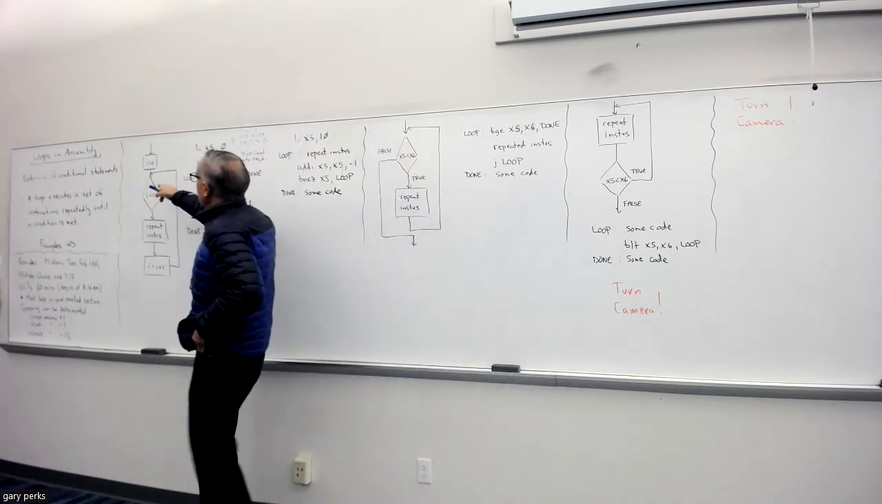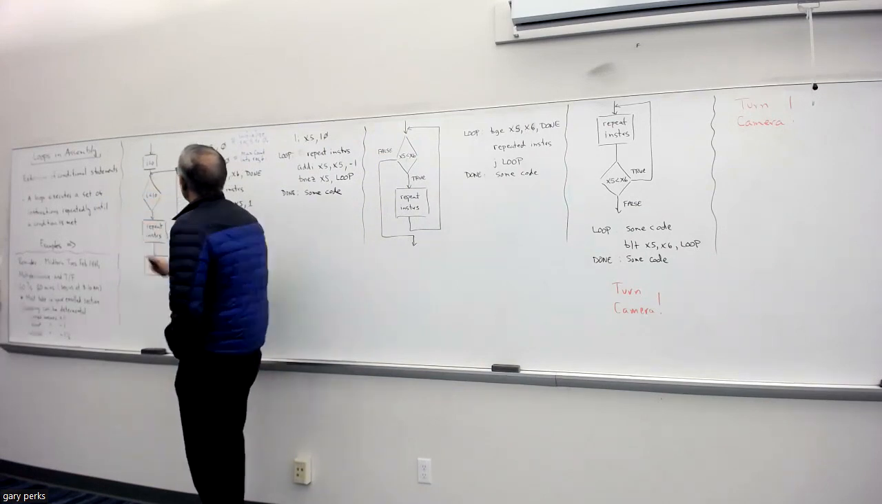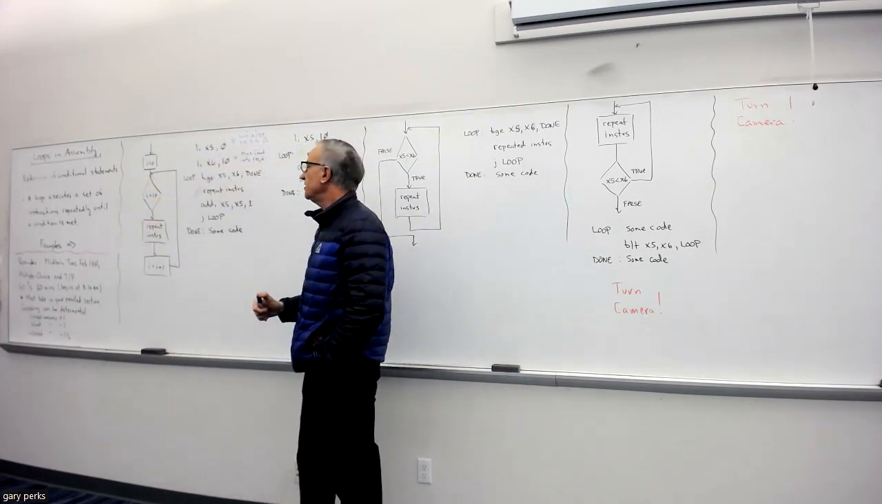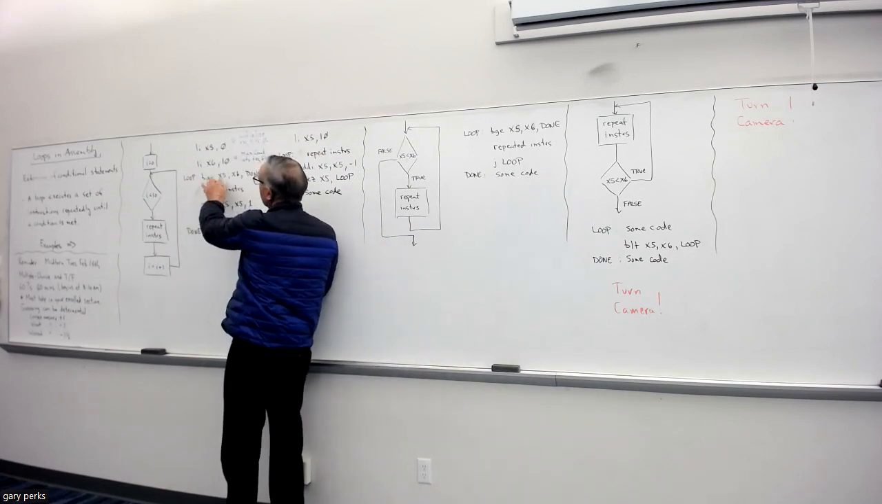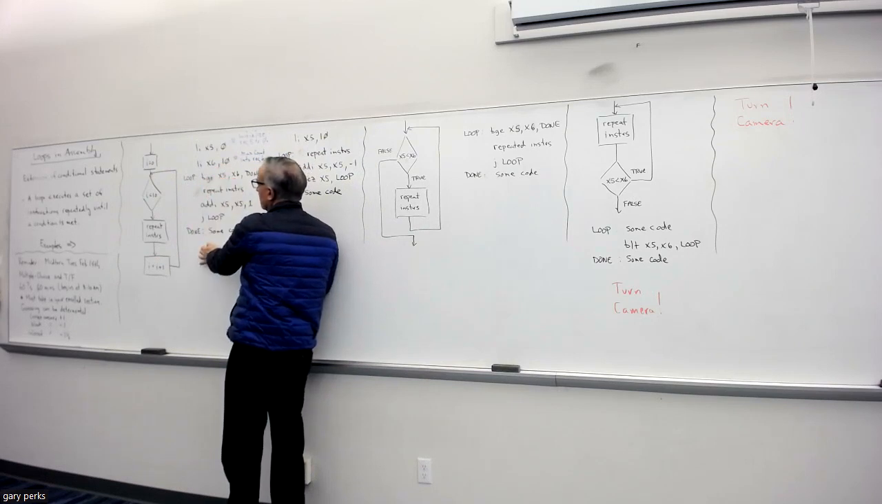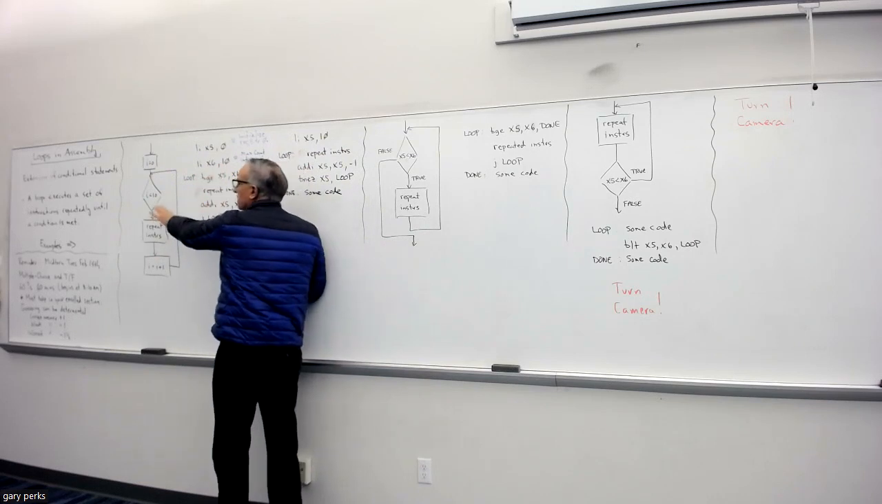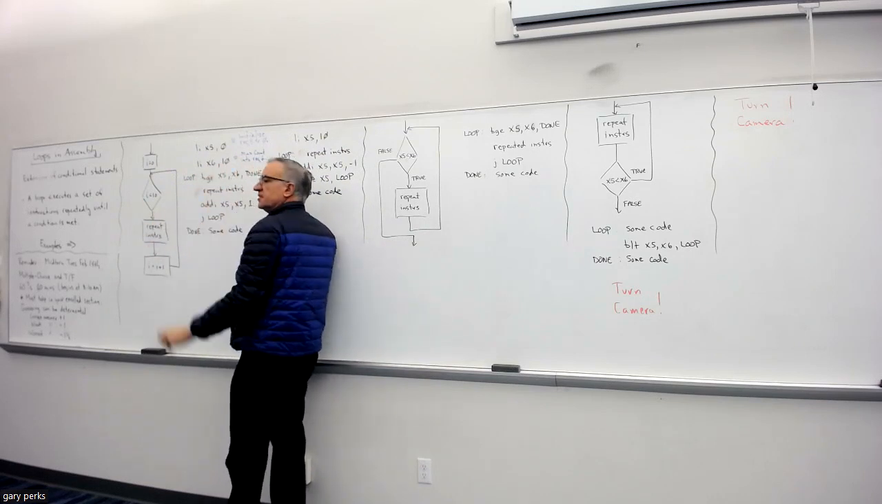Okay, so now we're gonna go ahead and do our condition, right? We're gonna compare our I value to this max count that we put into register 6. And if our counter is equal to or greater than our max count, we're done. But if not, now we're going to do the repeated instructions.